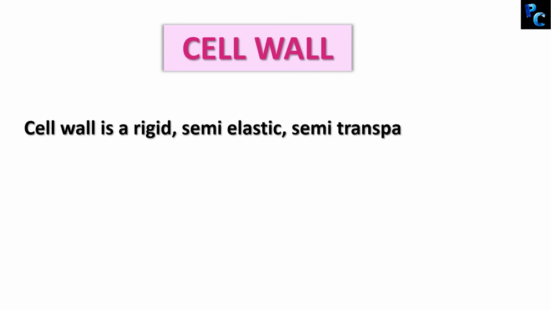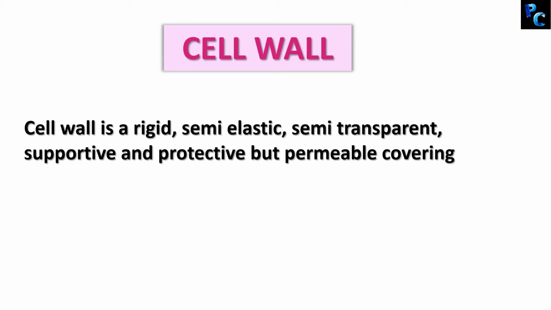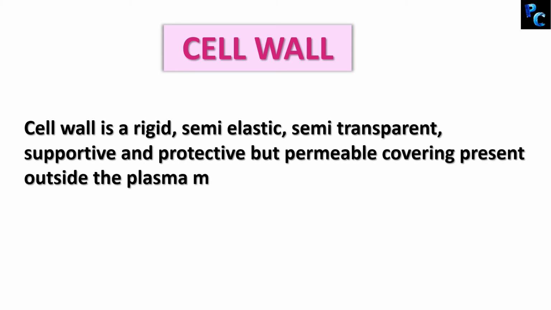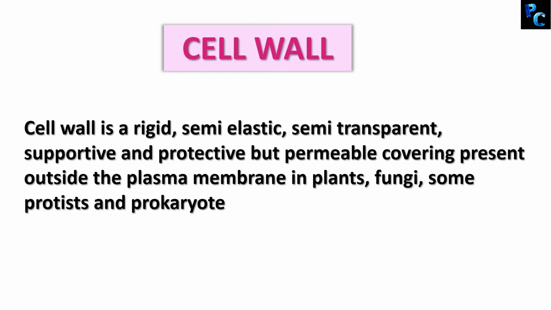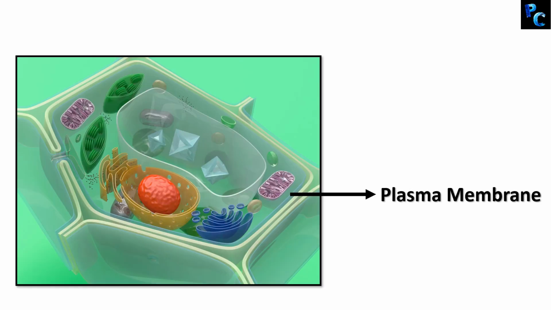Now let's move to cell wall. Cell wall is a rigid, semi-elastic, transparent, supportive and protective but permeable covering present outside the plasma membrane in plants, fungi, some protists and prokaryotes. So it is present outside the plasma membrane in plants mainly. Let's consider this plant cell. You can see I have marked the plasma membrane. The yellow solid line is the cell wall. But remember, cell wall is not continuous.